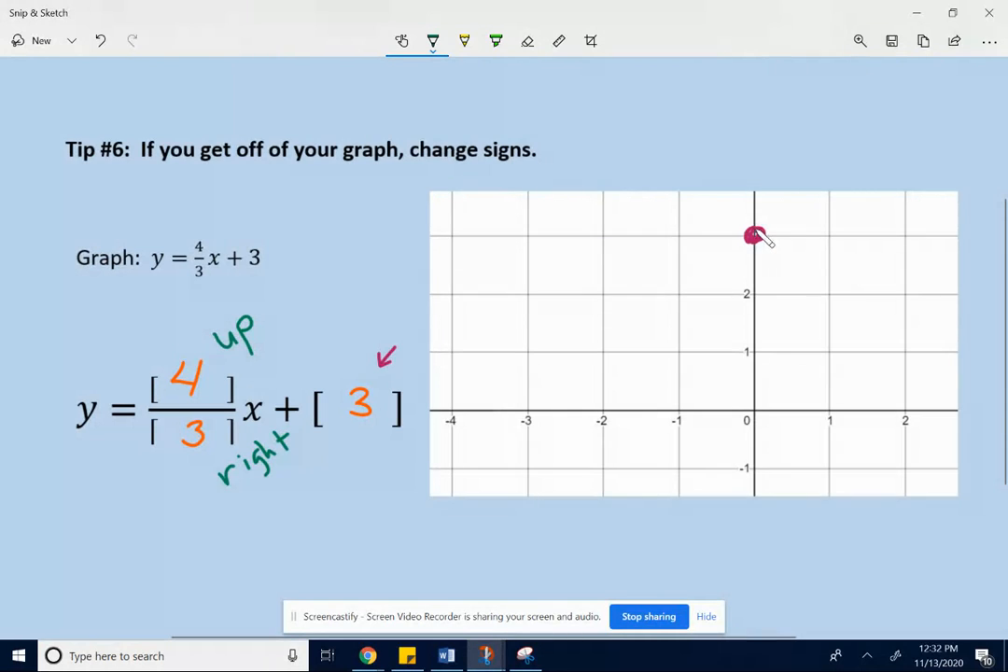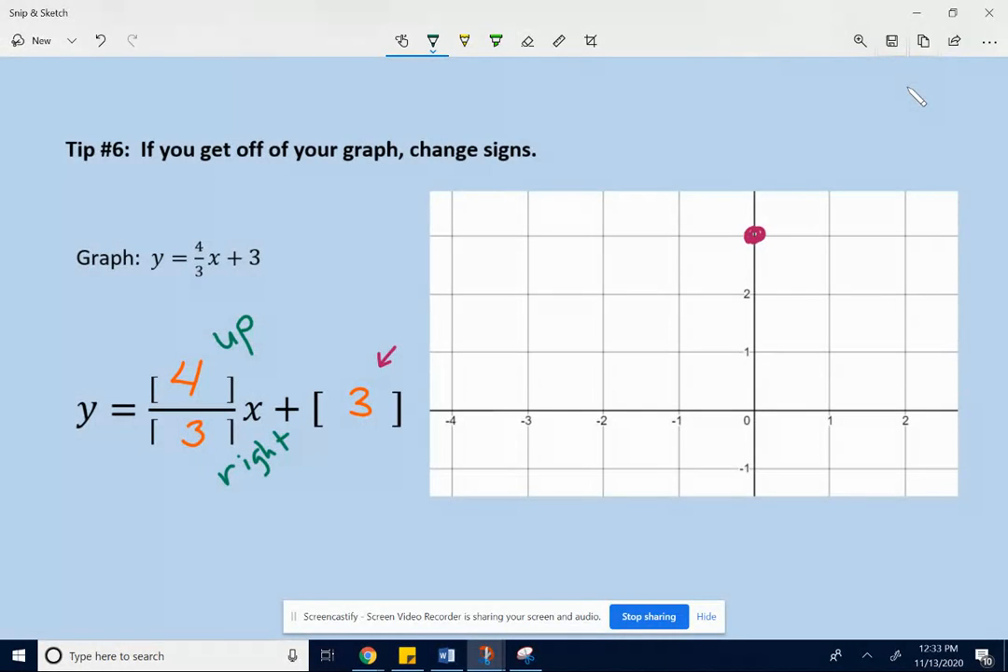Now, of course, you could kind of estimate where you would be. You could still go up 4 and over 3, but maybe not quite as exact as you would like it to be. So we got to do something different. If we can't go up 4 and over 3 and show exactly where it is on the graph, we need to think of another way.